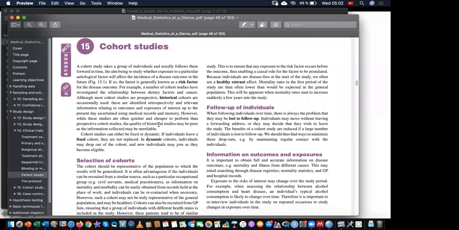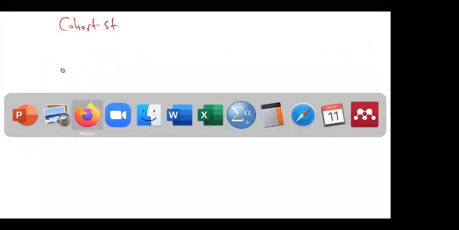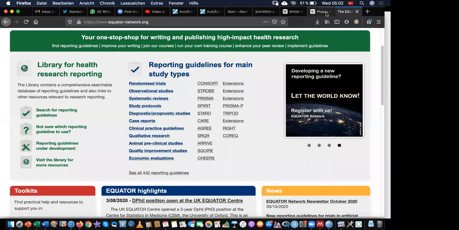Let me draw a cohort study first. Cohort studies are a very important study design. In a cohort study, is it prospective or retrospective? Do you remember the previous lecture? You don't remember. Oh, that's bad.